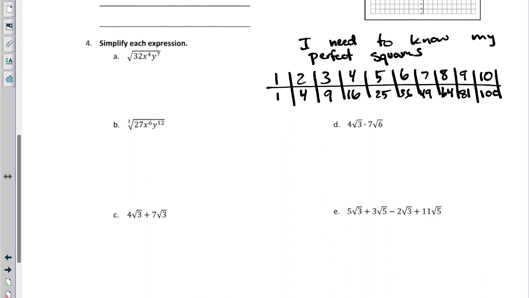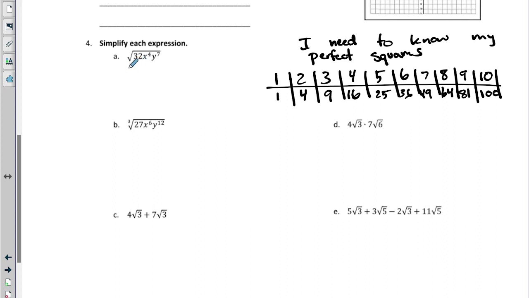All right, so why do I need my perfect squares? Because if I want to simplify a square root, but it doesn't have a nice square root, like for example, the square root of 32, then what I need to do is rewrite this number that's inside a square root as the product of a perfect square times a whole number. So basically, I need to find the largest perfect square factor that 32 has, right?